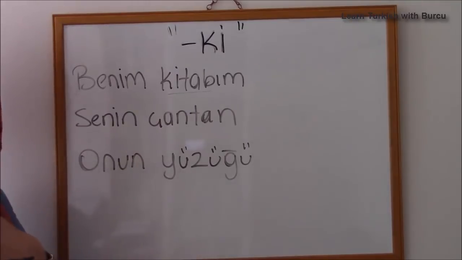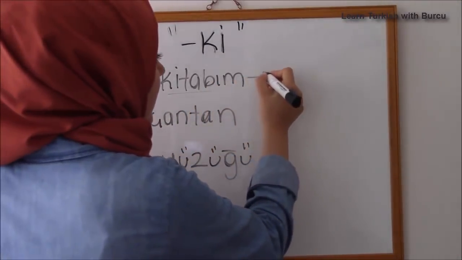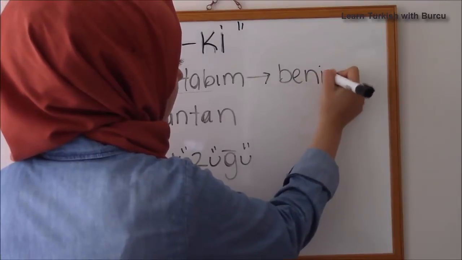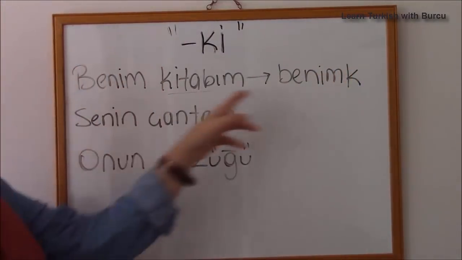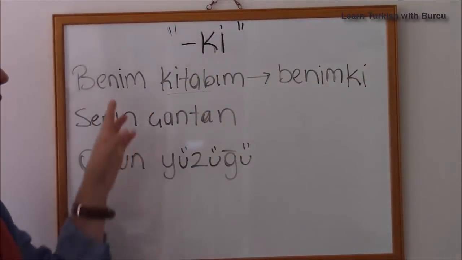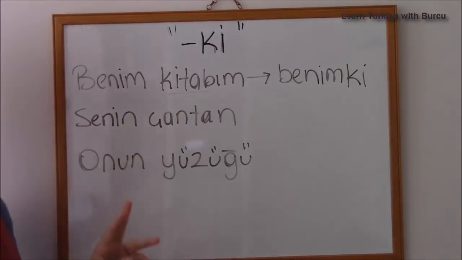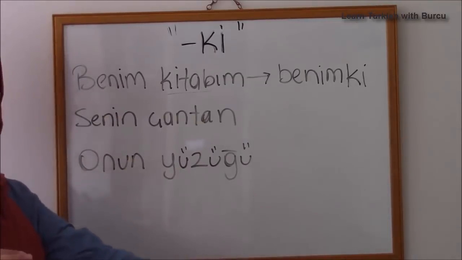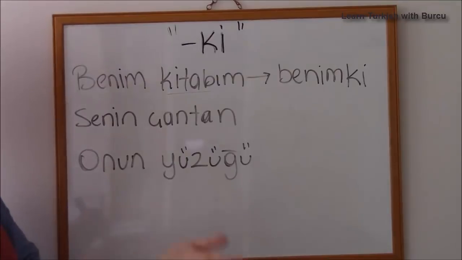Benim kitabım, my book. So, for example, in a sentence, you are talking about your book, and instead of repeating benim kitabım every time, you just say mine, depending on the context. And when you want to say mine in Turkish, you say benimki. When you want to say benim kitabım, you mean benimki, okay? It's like, it's mine. O benimki.